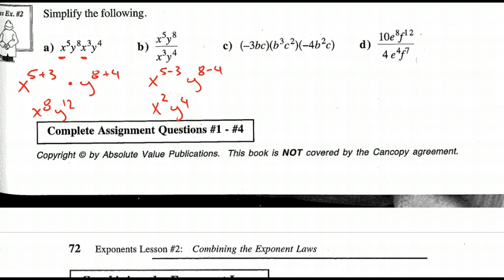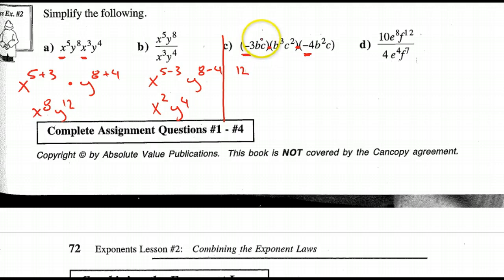Okay, they're getting a little bit bigger and bigger here, but just take it one step at a time and you should have no problem. Here we go. Always work with the coefficients first. So my coefficients are negative 3 and negative 4. And it's all multiplication in between here. So negative 3 times negative 4 gives me a positive 12.